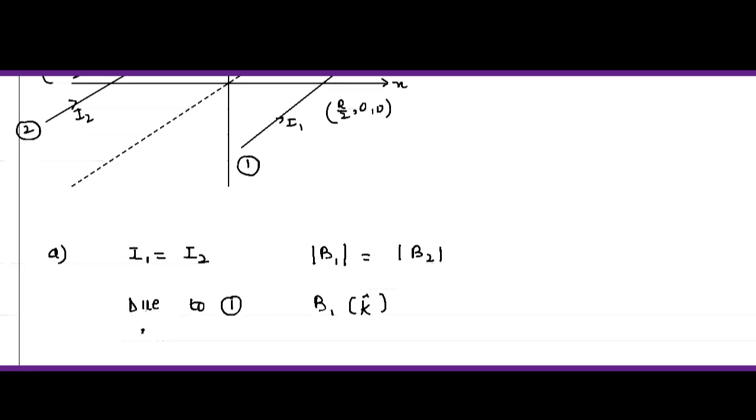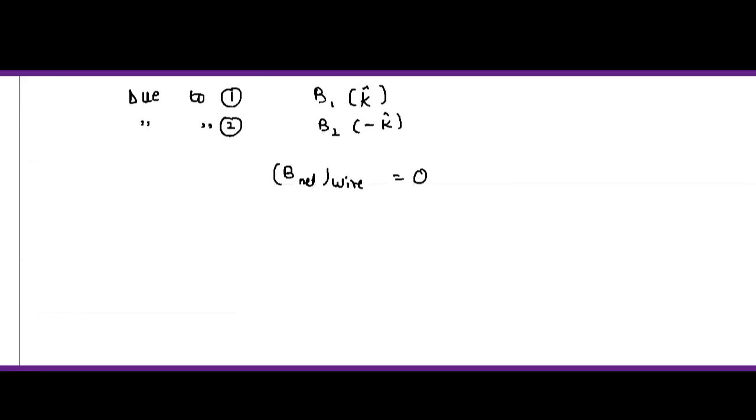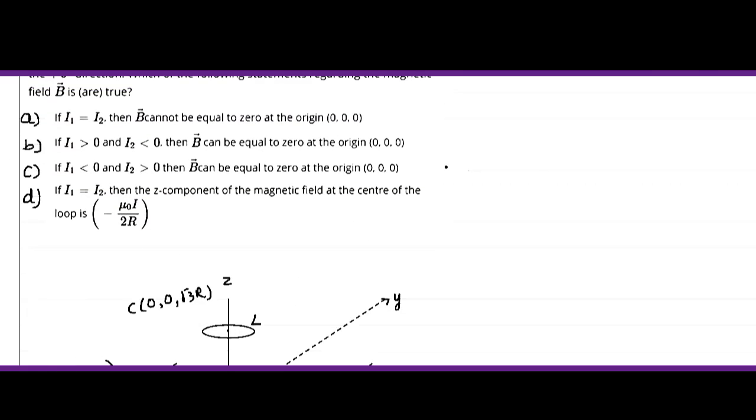And due to wire 2, B2 would be in the minus k cap direction, using the right hand thumb rule. So the B net due to the wires would equal 0. There is no net magnetic field due to the wires. So the B net for this system would be only the magnetic field due to the loop, and that is not equal to 0. So we can say the first option is correct, that B cannot be 0 at the origin when I1 is equal to I2.